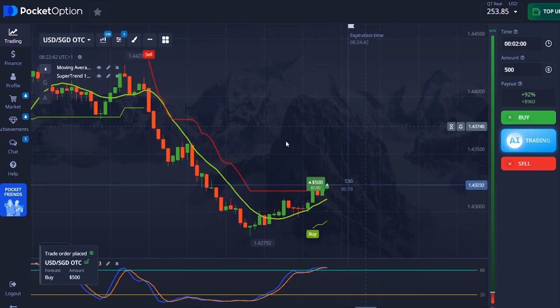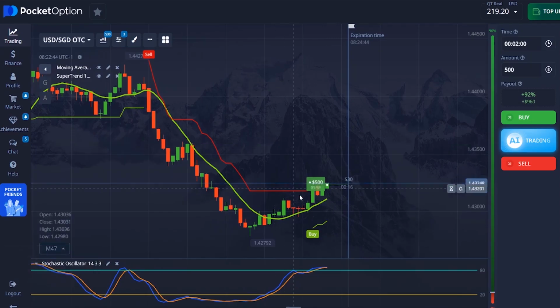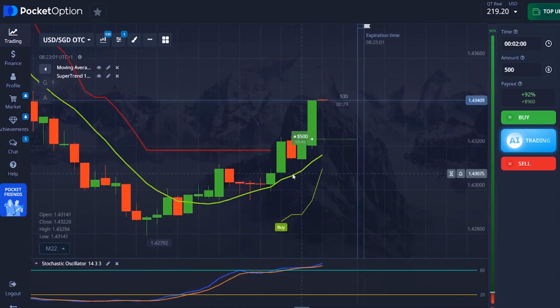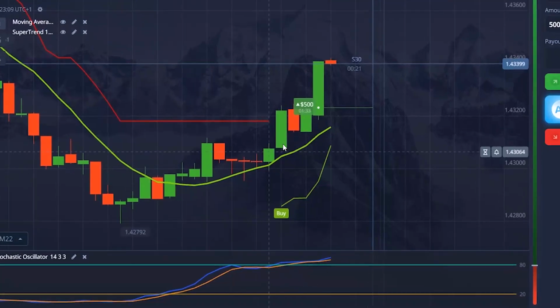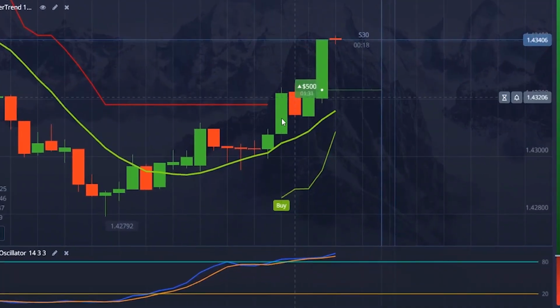I'm going to be entering this trade with $500 right here. So the first thing we saw before we take a trade is the consistency of a candlestick, which you have right at this particular point, and you can see they are above the moving average line. When they are above the moving average line, that is when you can take a trade.